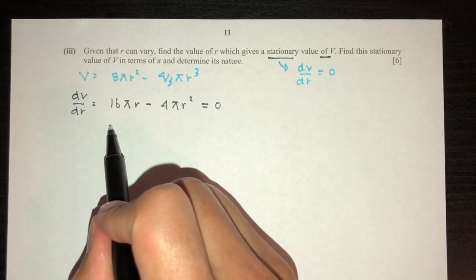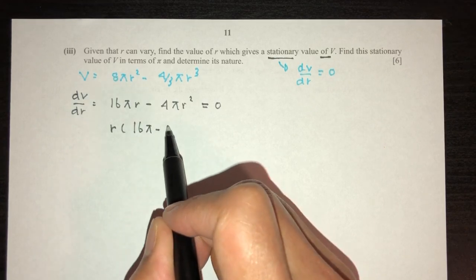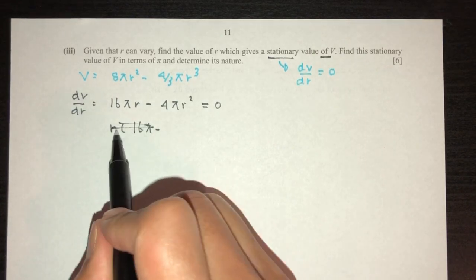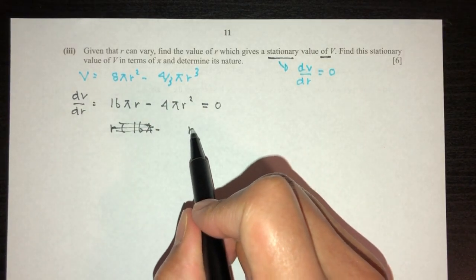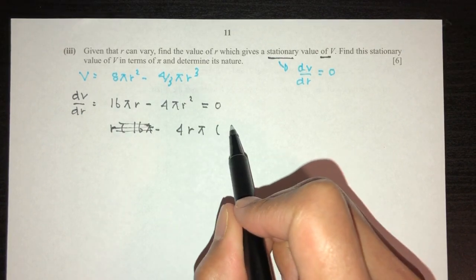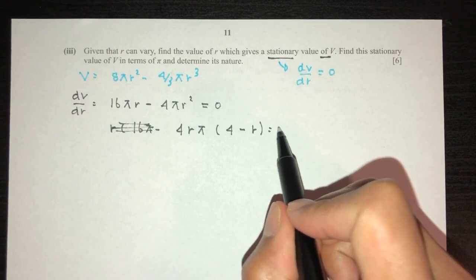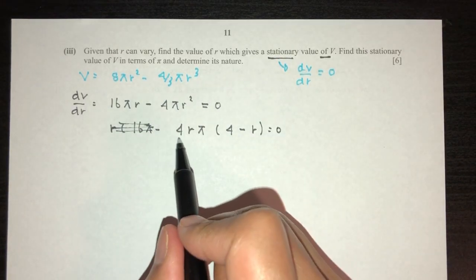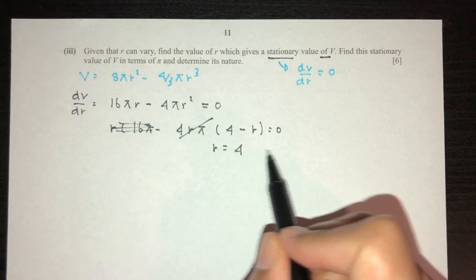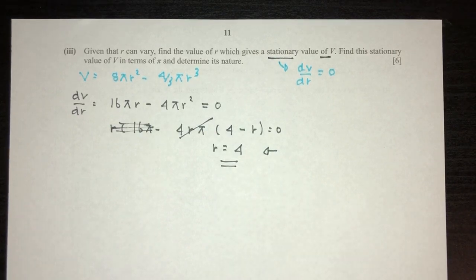So we can factorize the r outside. Okay, we can factorize a lot more outside. Let's try again. Factorize r is the first thing. We can factorize 4 and pi also. So you will have 4 remaining here, minus r is equal to 0. So this will go away because r cannot be 0. R is the radius, so r will be 4. So at this value of r, we have the stationary value of v.